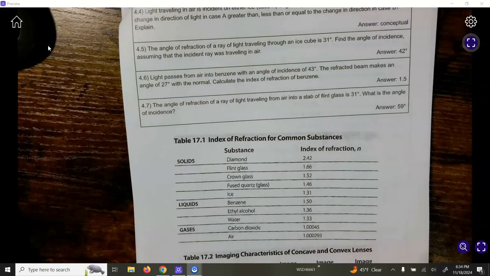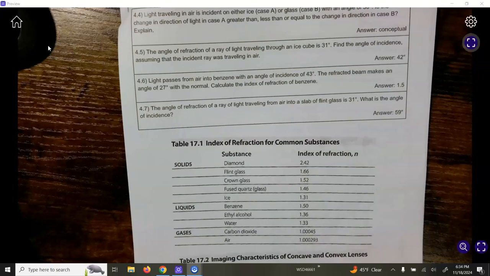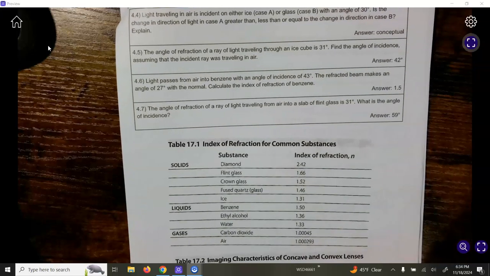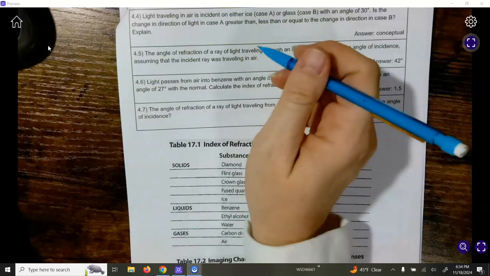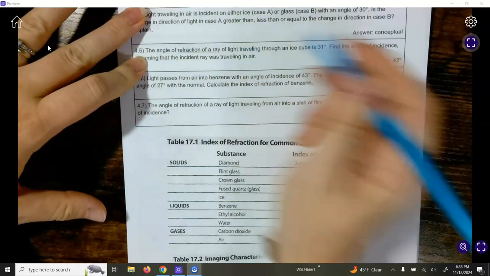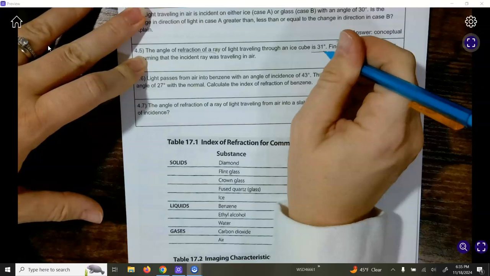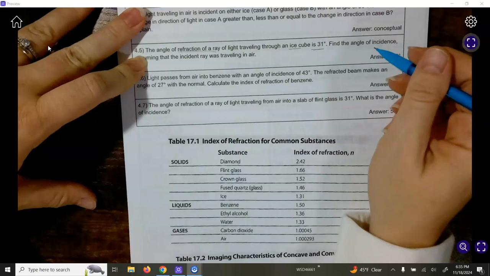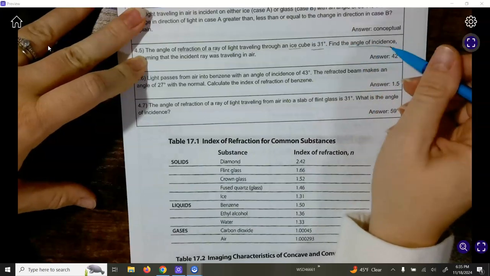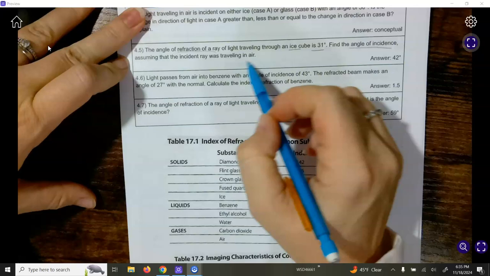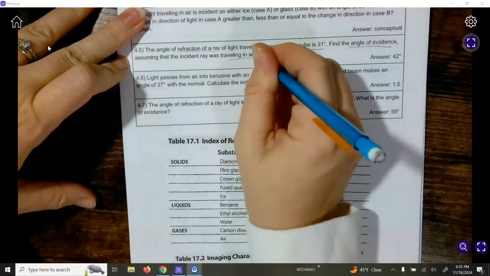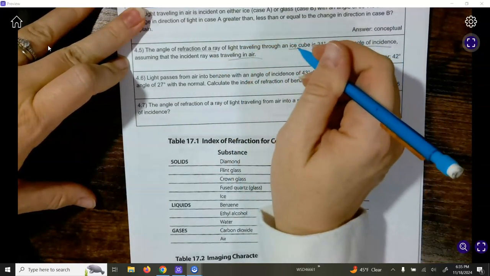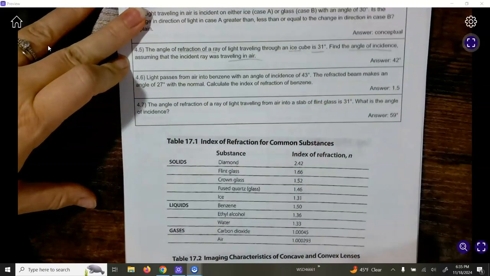4.5. The angle of refraction of a ray of light traveling through an ice cube is 31 degrees. Find the angle of incidence. So we know the angle of refraction. The refraction angle is 31, and it is ice, which is water, okay? But we'll take a look at that in just a second. Find the angle of incidence, assuming the incident ray was traveling in air. So we were starting in air, we went into an ice cube, and this was my angle of refraction.